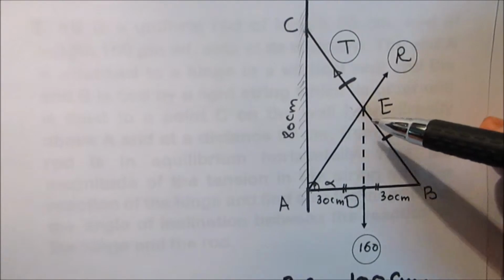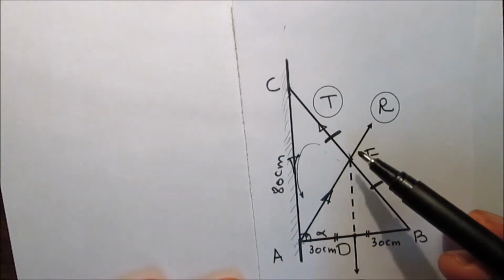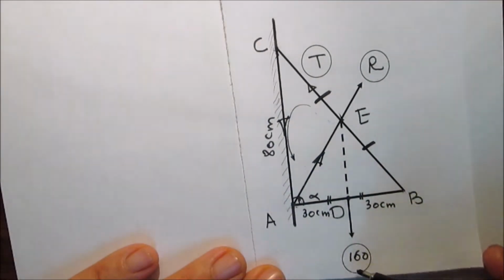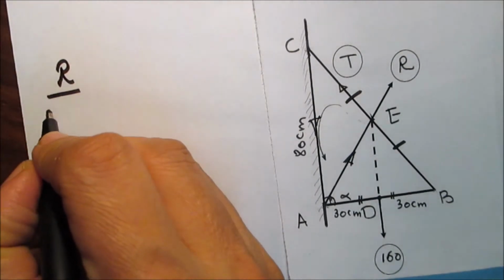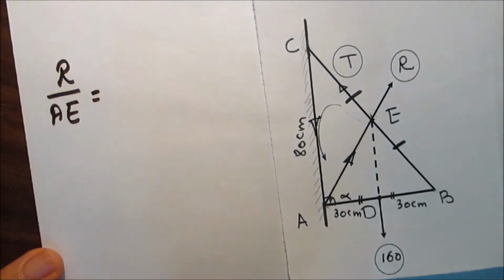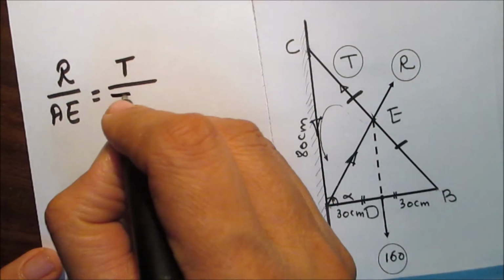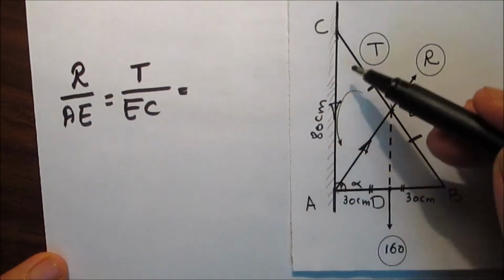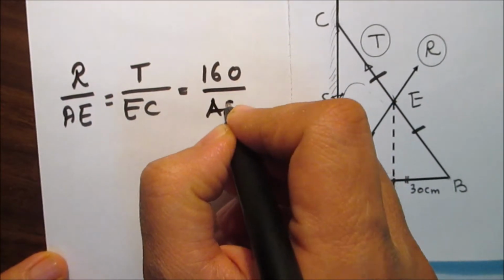Then the lengths of the sides of the triangle are proportional to the magnitudes of the corresponding forces. R over AE equals T over EC equals the weight 160 over AC.